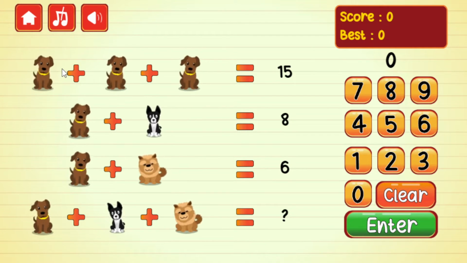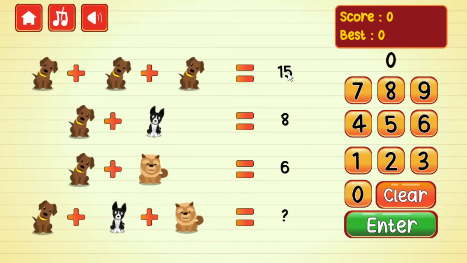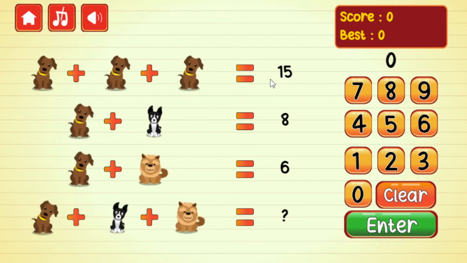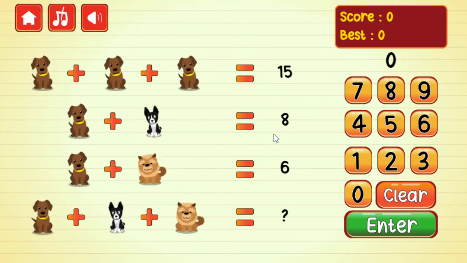So you kind of got to look at them and figure out what number each puppy represents. If I look at this one, there's this puppy plus the same one plus the same one equals 15. So you've got 3 of the same, which would mean you would need to divide 15 by 3. So each of these puppies is equal to 5. So if you took this one, 5 plus 5 plus 5 does equal 15. So now that you have that, you can jump down here. 5 plus this other unknown puppy is equal to 8. So we know that 5 plus 3 is equal to 8. So this has to be 3.